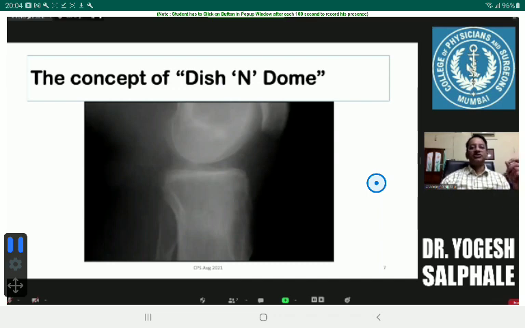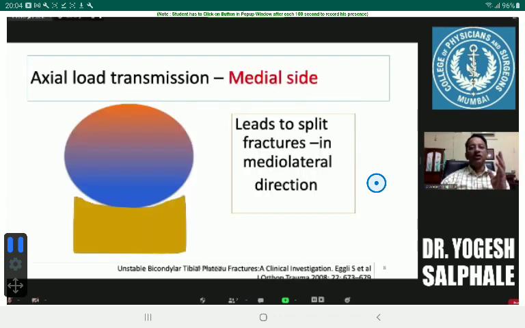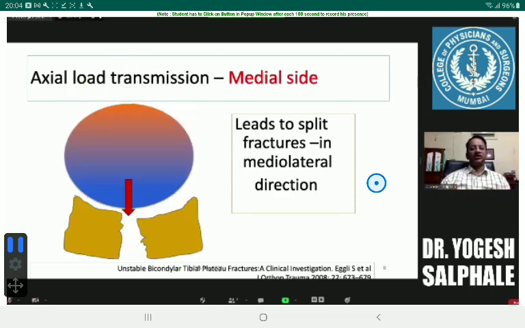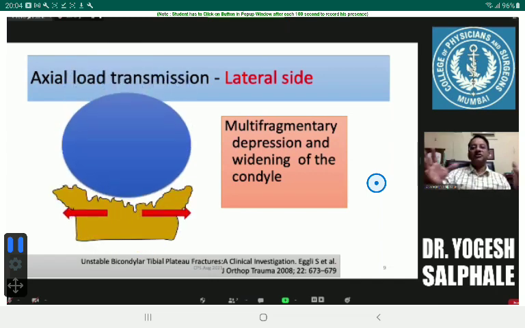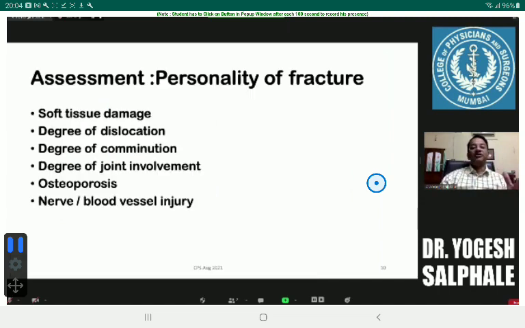The most important is the concept of dish and dome. Now if you can see here, on the medial side there is a concave dish, whereas on the lateral side there is a convex dome. So it is a medial concave dish and a lateral convex dome. Axial load transmission on the medial side leads to split fractures in a mediolateral direction. Medial is concave, so whenever a femoral condyle goes in, it causes a split in a mediolateral direction. Whereas on the lateral side, whenever compression occurs, there is a multifragmentary depression and widening of the condyle because the lateral side is the convex side. So this plays a very important role.